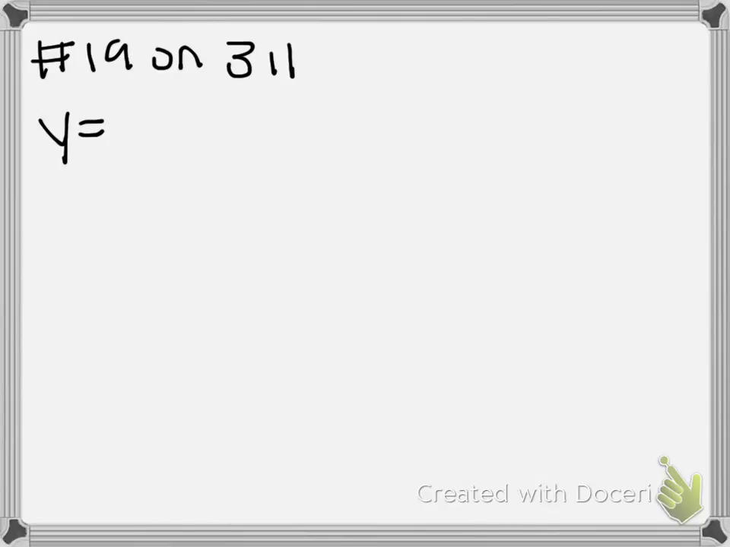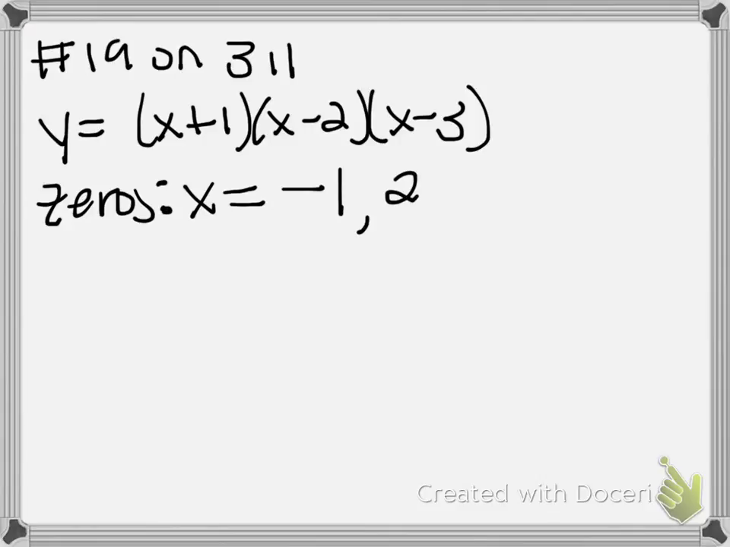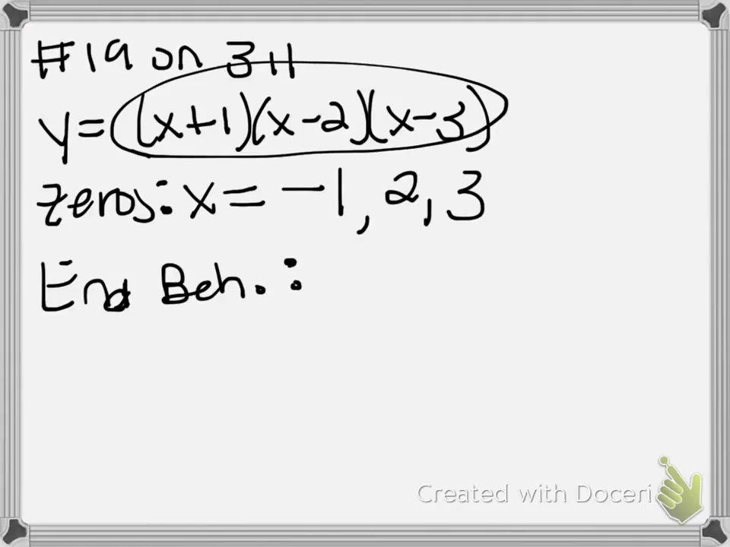So that was y equals x plus 1 times x minus 2 times x minus 3. So remember that you need the end behavior. First of all, let's go ahead with our zeros. So our zeros are x equals -1, 2, and 3. Okay? And then my end behavior, to figure that out, you actually do need to multiply this out and get it into standard form.